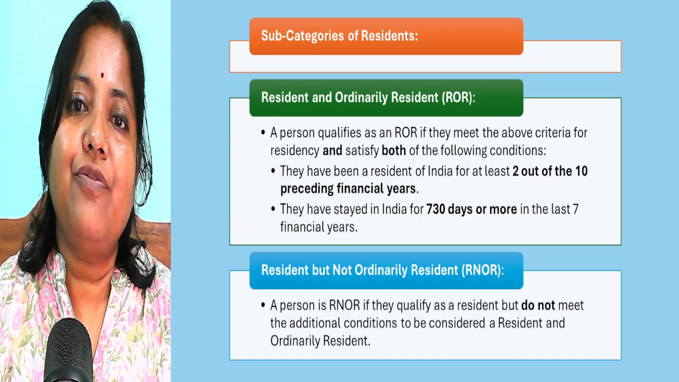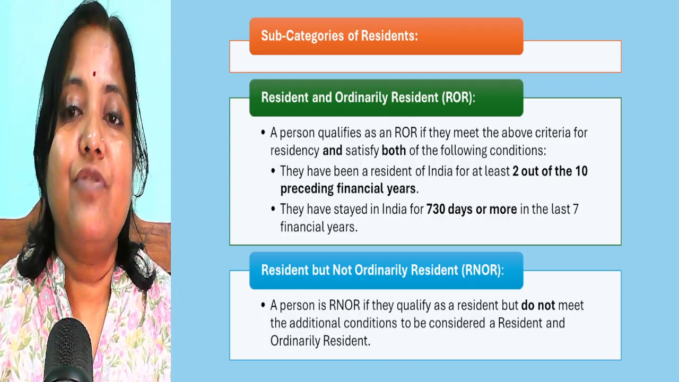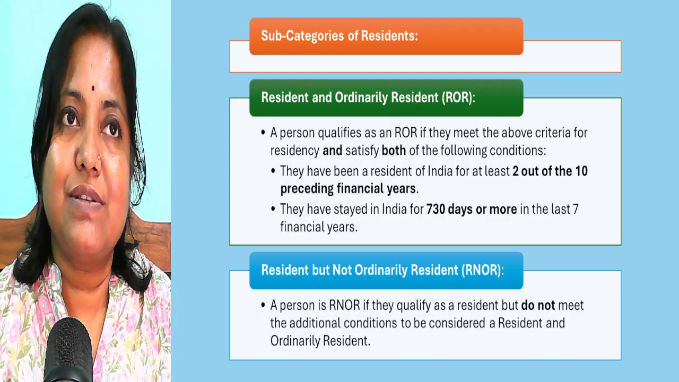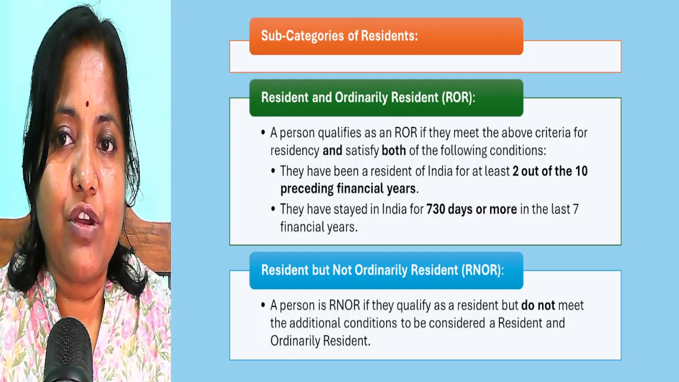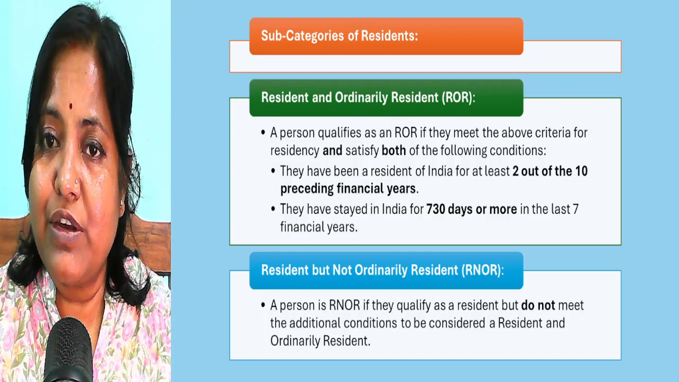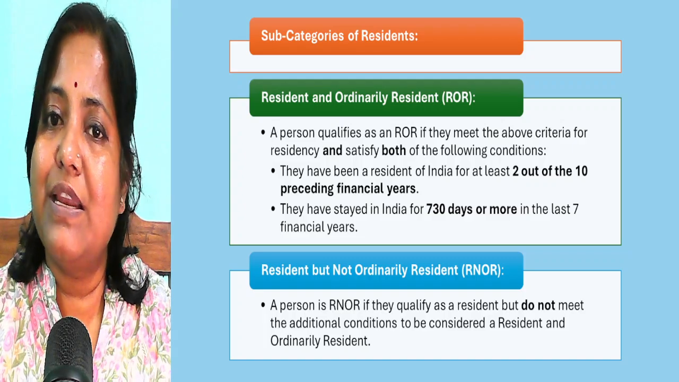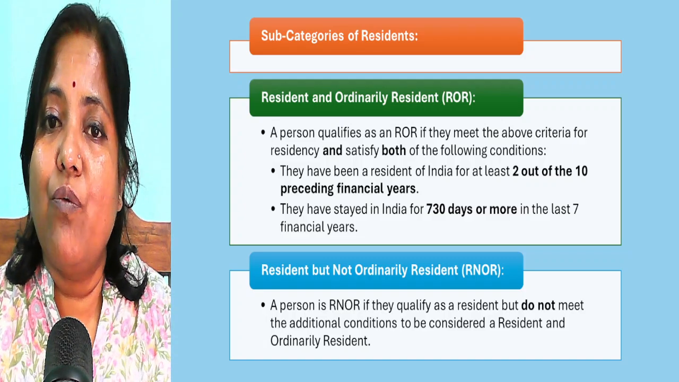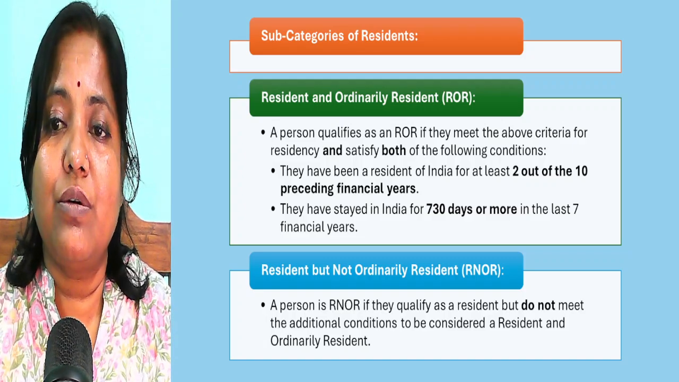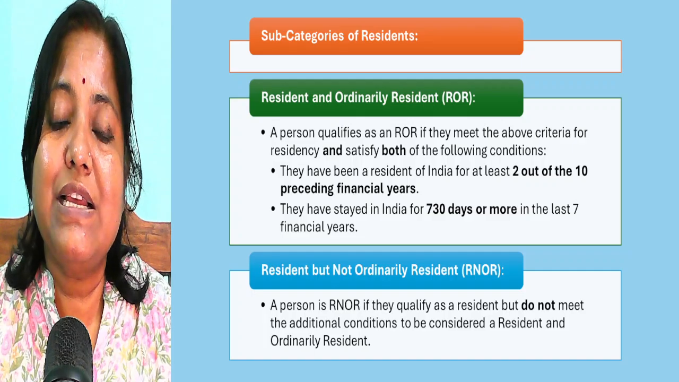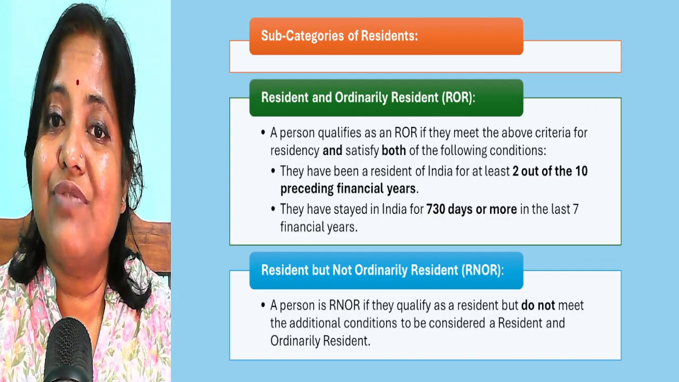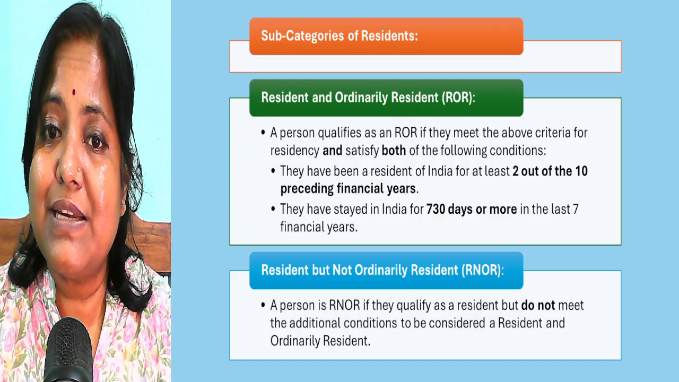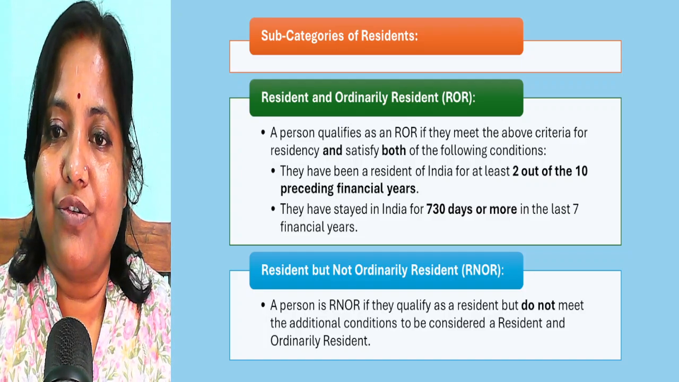The subcategories of residents. First of all, we will check whether an individual satisfies the 2 conditions which will make him a resident of India or not. After becoming a resident of India, if he qualifies under any of the 2, then he is a resident of India. And then we will see whether he satisfies these 2 additional conditions, so that we can understand whether he is resident and ordinarily resident, or resident but not ordinarily resident, right?